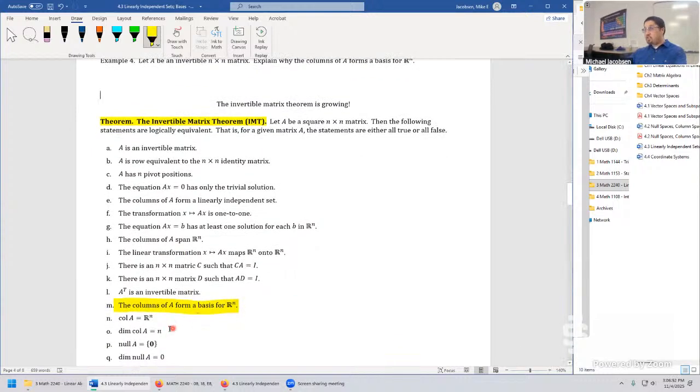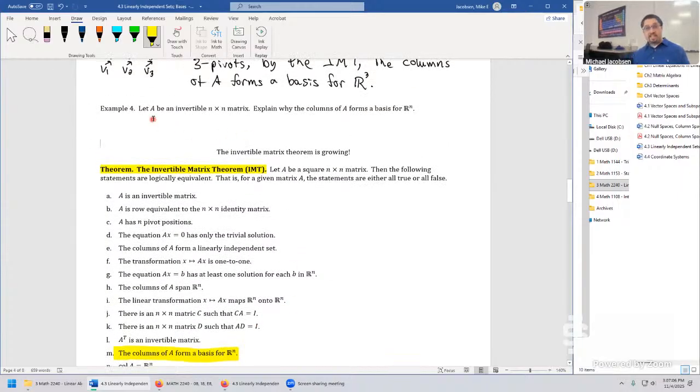Ties together a lot of other stuff. The dimension of the column space has to be n. The null space has to be the trivial subspace, which means the dimension is 0, and we'll define what we mean by dimension very shortly. But for this quick example, it says, suppose A is an n by n invertible matrix, explain why the columns of A form a basis for Rn.